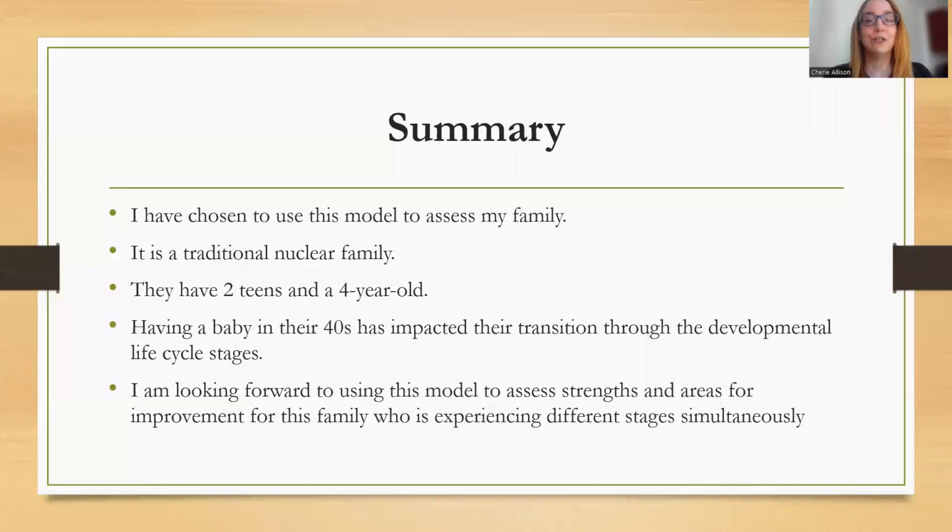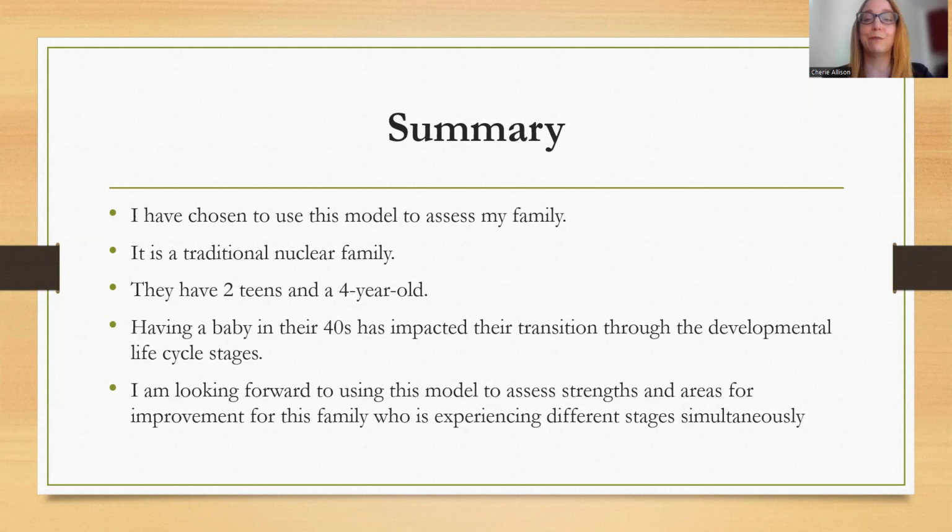I have chosen to use the developmental and family life cycle model to assess my family because they are a traditional nuclear family. They have 2 teens and a 4-year-old. Having a baby in their 40s has impacted their transition through the developmental life cycle stages. As they get ready to launch their teens into adulthood, their youngest will be entering school age stage, which may have an impact on their launching stage.